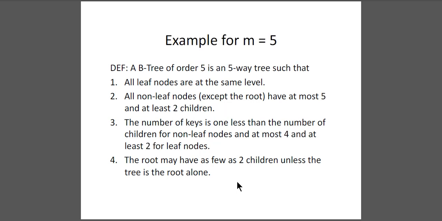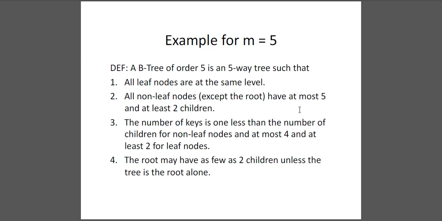This is an example where m is 5, the order of the B tree is 5. If the order is 5, then all leaf nodes must be at the same level, that is always correct, and the number of children of the non-leaf nodes except the root node must be maximum 5, minimum 5 by 2. Okay, 5 by 2 is 2.5, so the lower value is 2, so 2 can be taken here. The number of keys is 1 less than the number of children for the non-leaf nodes.